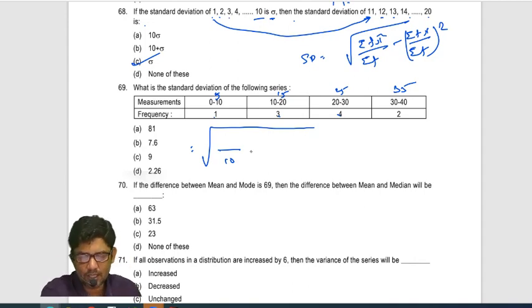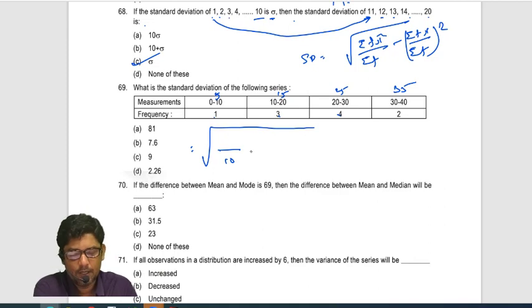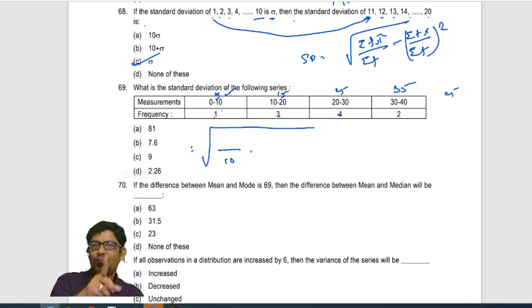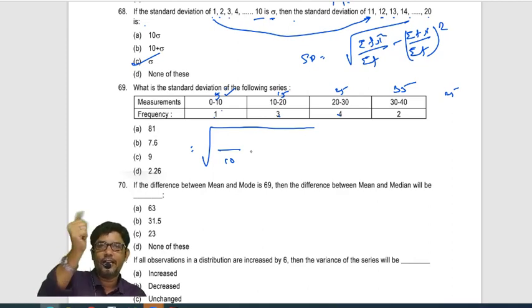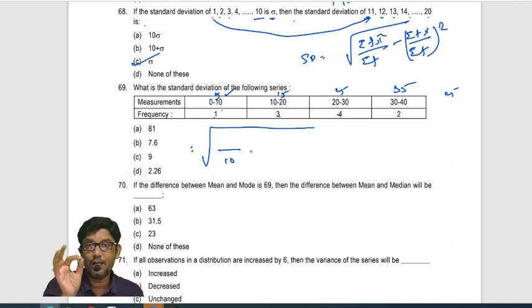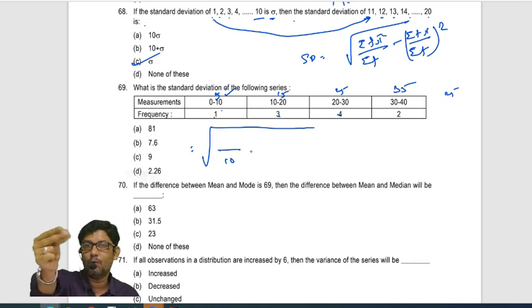Arivali, look at this. Summation fx square. 5 square is 25, 25 ones are? You will take the calculator. 5 into 5 into 1 M plus 15 into 15 into 3 M plus 25 into 25 into 4 M plus 35 into 35 into 2 M plus MRC. What are you getting?